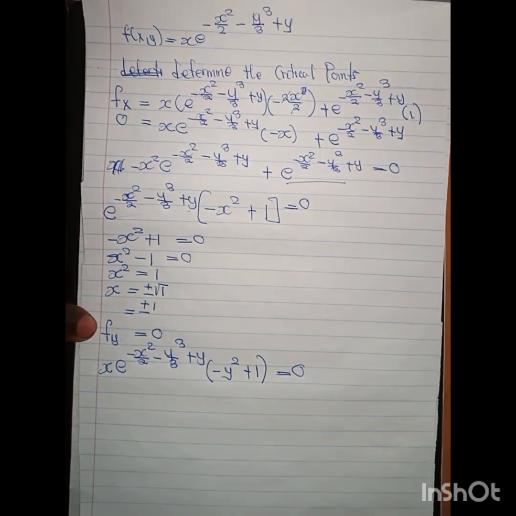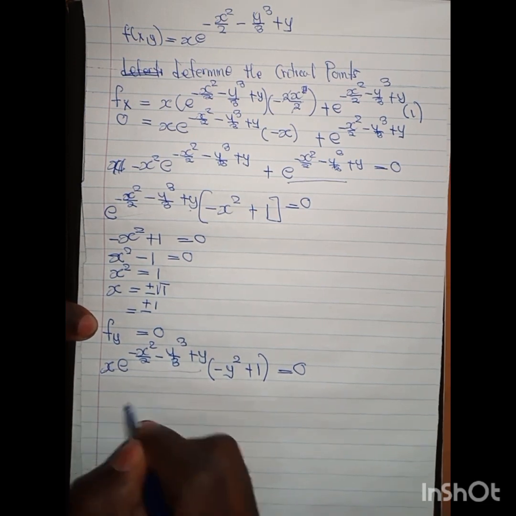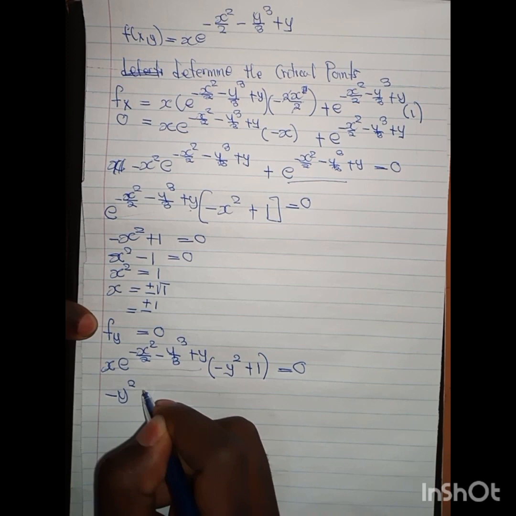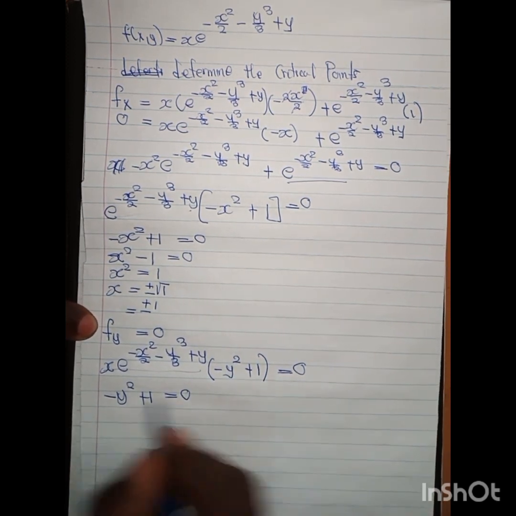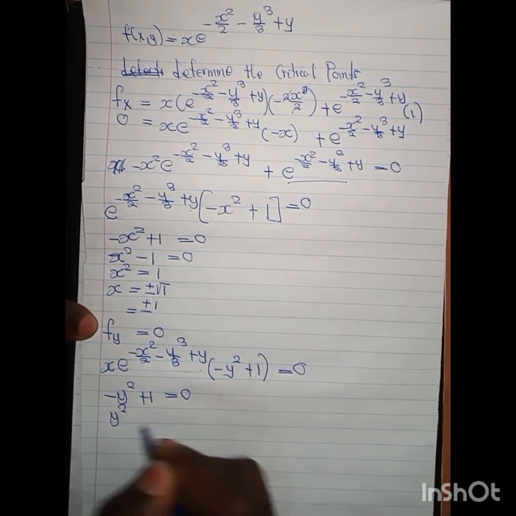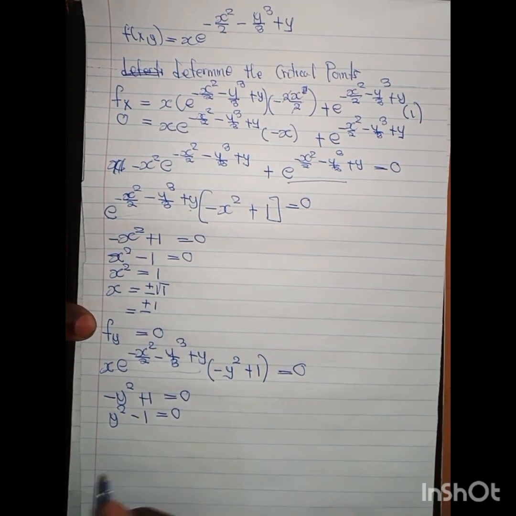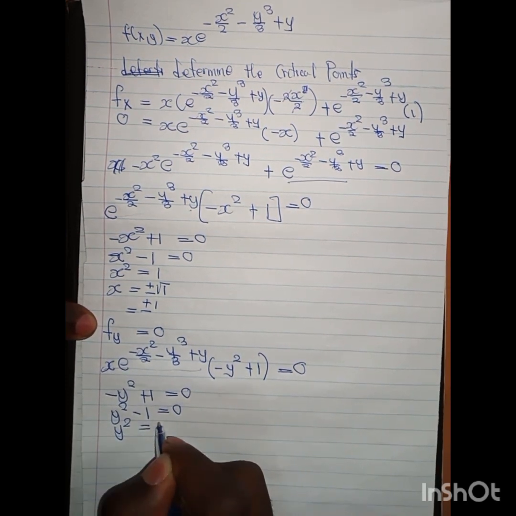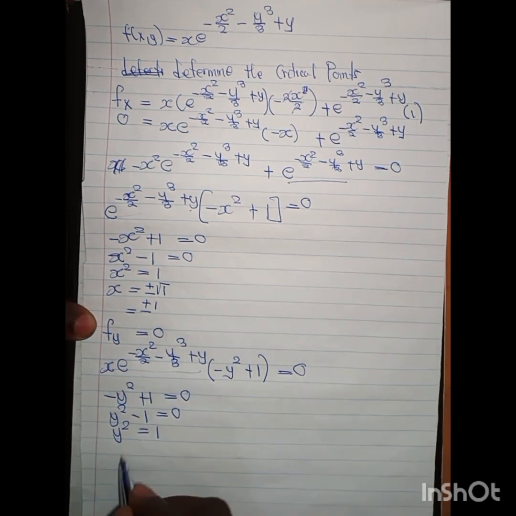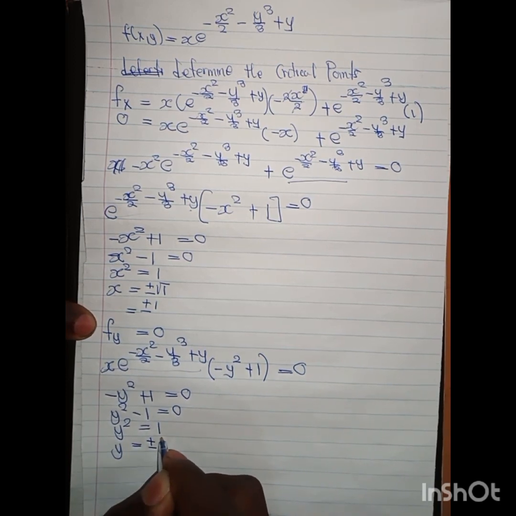And then we want to find the values of y. Then we can divide by this part both sides. So on the left we will have minus y squared plus 1 equal to 0. And then we can divide throughout by negative. When we divide by negative, now we have positive y squared minus 1 equal to 0. So we can take 1 to the right, and we'll have y squared equals positive 1. And then taking square root both sides, y is equal to plus or minus 1.